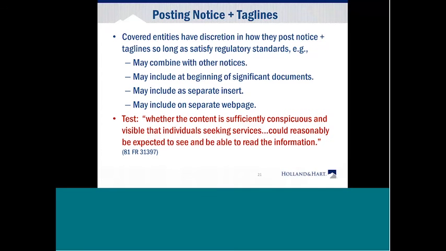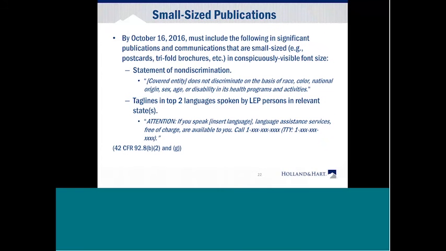You've got flexibility in how you do that as long as you make sure the information is communicated in that manner. Now, that's for the larger documents. Well, what about small-sized publications? Well, for small-sized publications, you've got to publish 2 things. You've got to include 2 items. By October 16, 2016, for small-sized publications, you've got to publish the following in conspicuously visible font size.